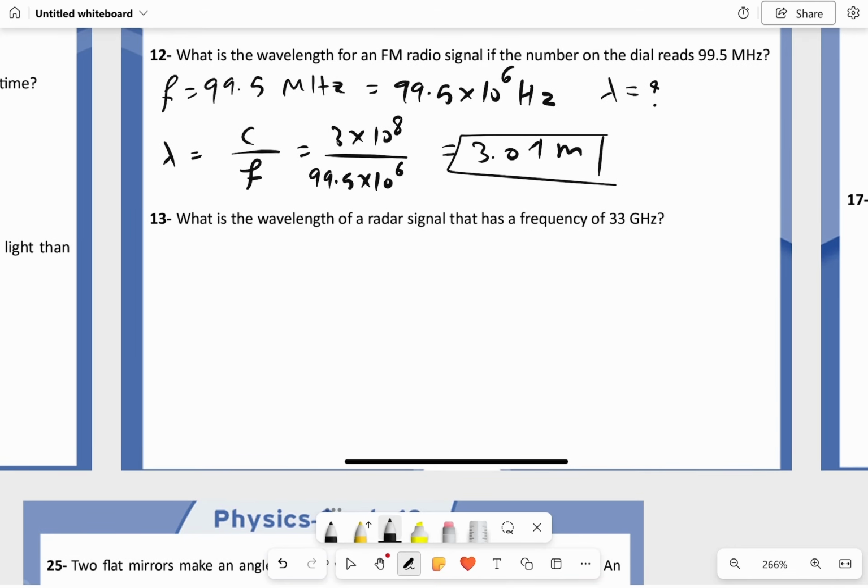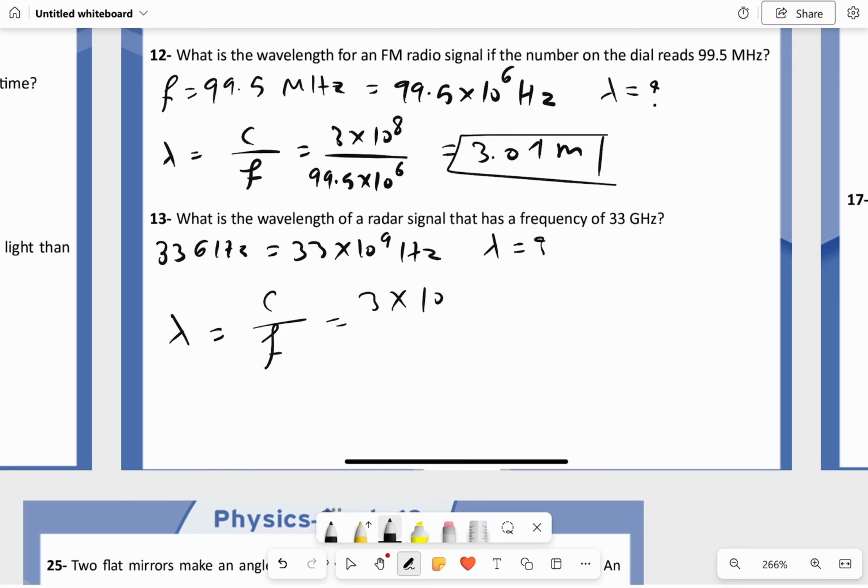What is the wavelength of a radar signal that has a frequency of 33 gigahertz? So we have 33 gigahertz. Don't forget to change that to hertz. We have 33 times 10 to the power of 9 hertz. Then find the wavelength. Wavelength is equal to C divided by frequency.